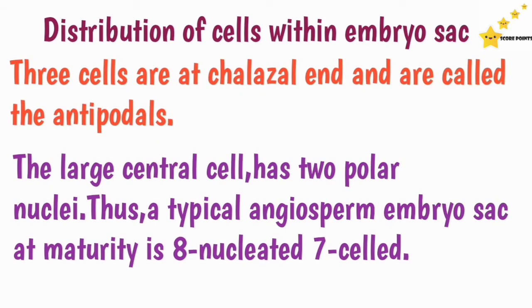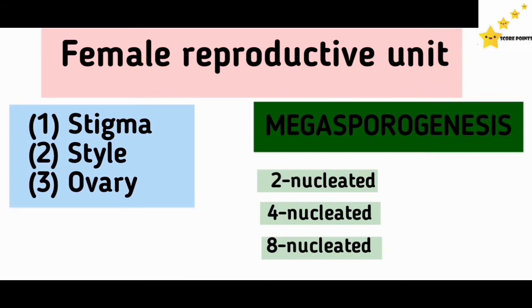Three cells are at the chalazal end and are called antipodals. The large central cell has two polar nuclei. Thus, a typical angiosperm embryo sac at maturity is called eight-nucleated, seven-celled. Now we can see the plot for the above session.